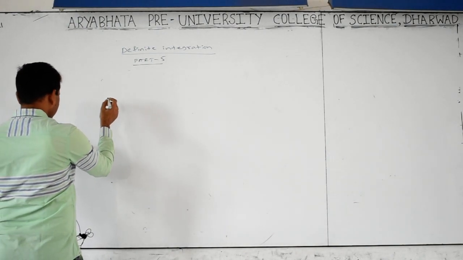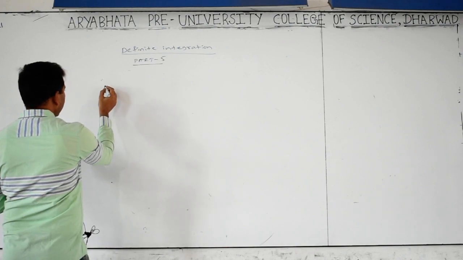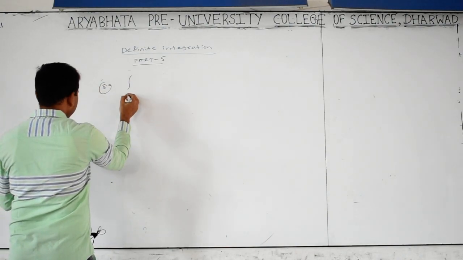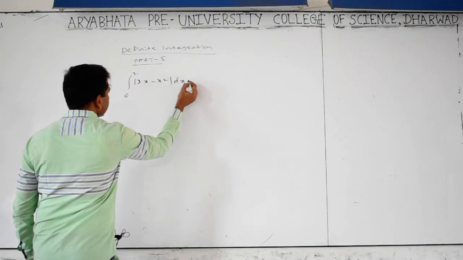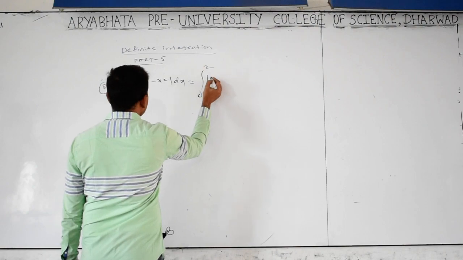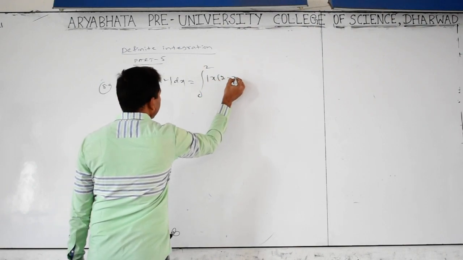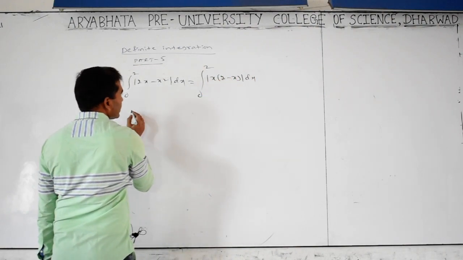Next one, 89: integration of 0 to 2 of mod of 2x minus x square dx. This is 0 to 2 mod of x, taking x common, 2 minus x dx. Right?